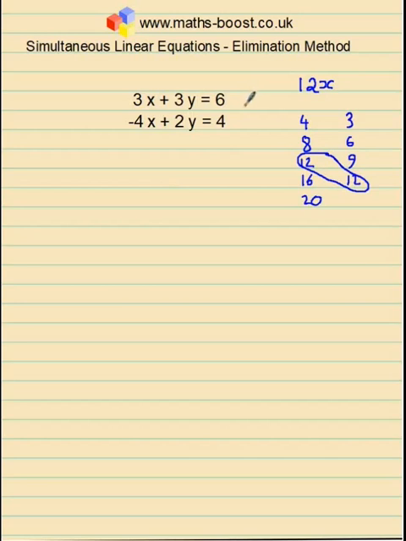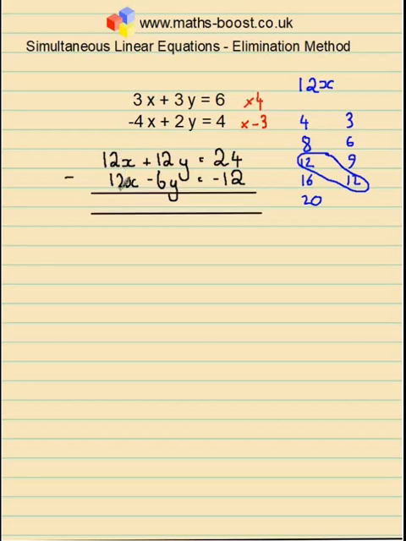So I have to multiply the first equation by 4. So I get 3x times 4 is 12x. And I'm going to have to multiply the second equation by minus 3. Because minus 3 times minus 4x will give me the 12x. You can see I've achieved what I wanted. The x terms in each equation are the same. So now I can move on to the next step of subtracting the equations.